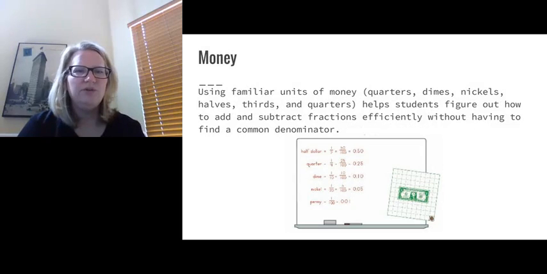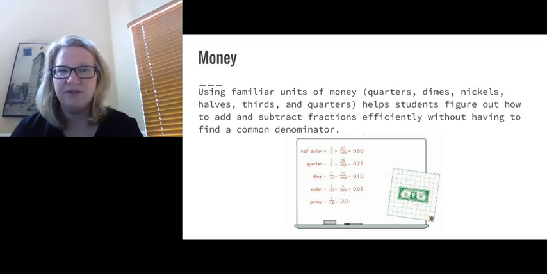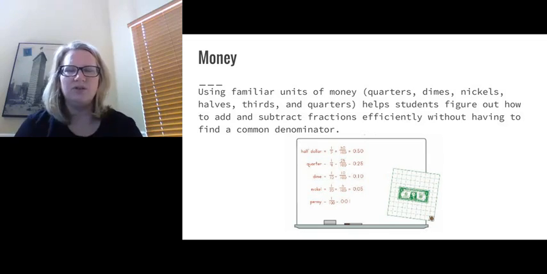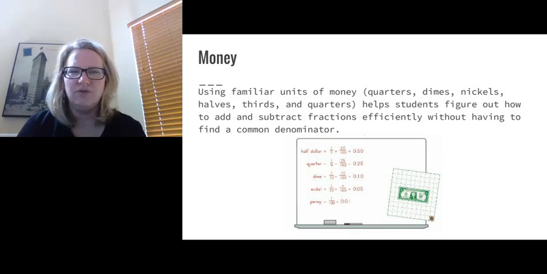Money. We're going to use familiar units of money: quarters, dimes, nickels, halves, thirds, and quarters, and it will help students figure out how to add and subtract fractions efficiently without having to find a common denominator. For example, in the picture we have a half dollar, which equals a half as a fraction, and we're also going to think of that as 50 hundredths.